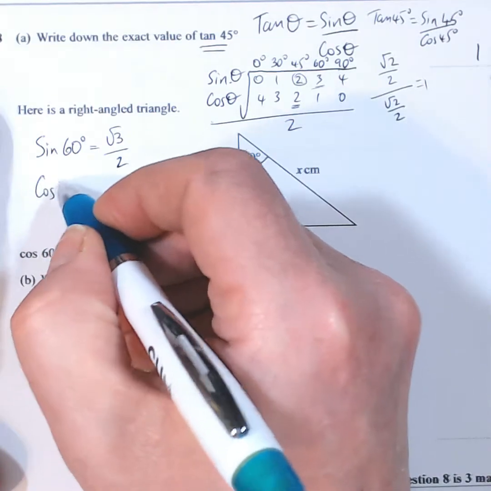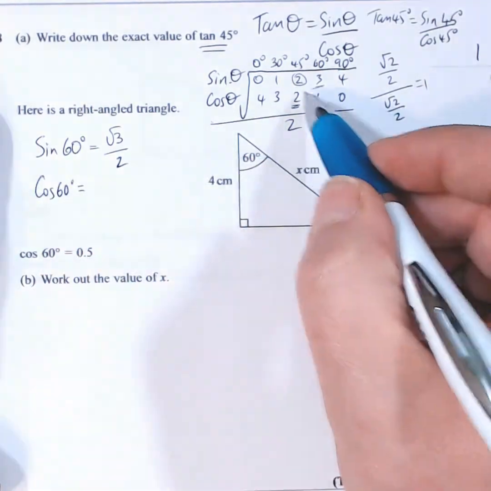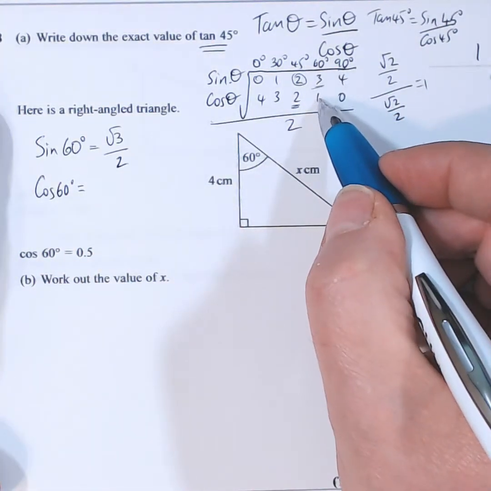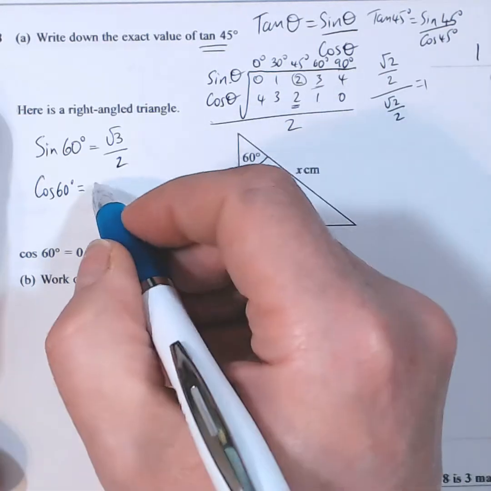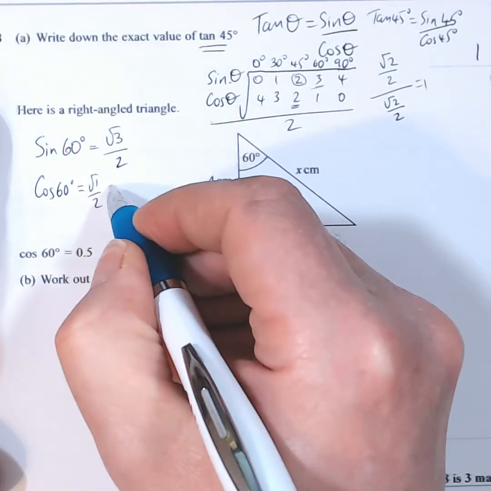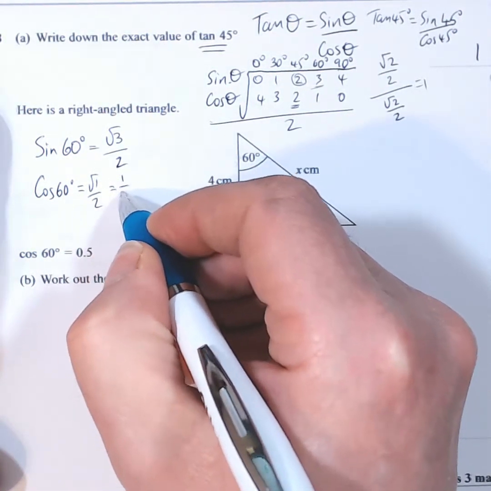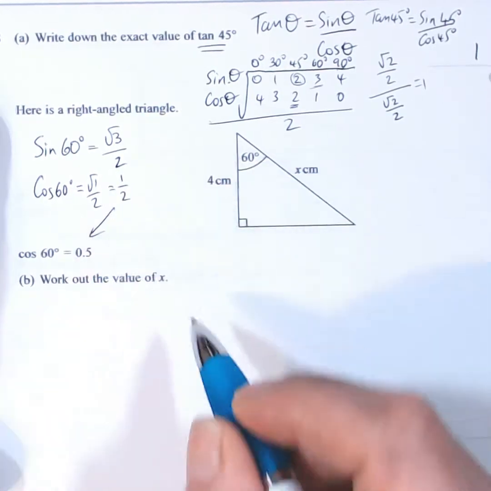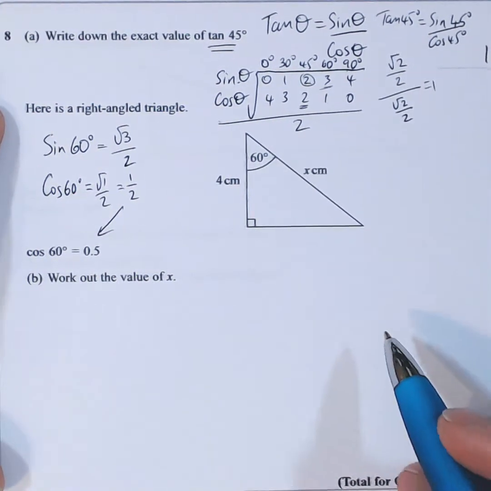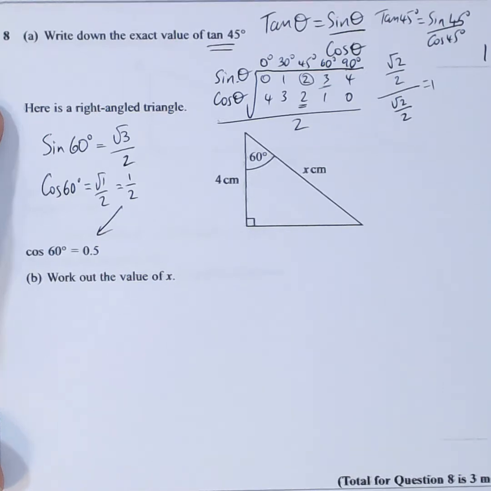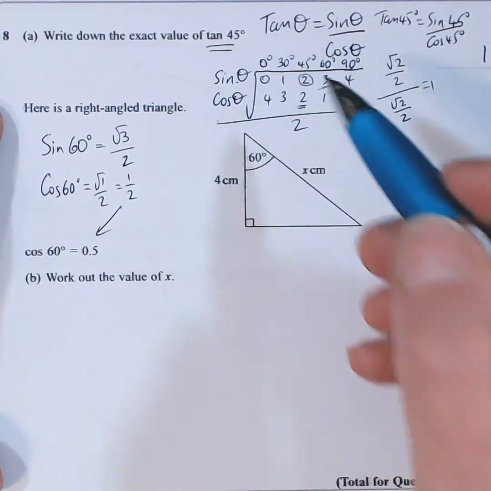If we want the cosine of 60 degrees, then we would come to here, the cosine of 60 has a 1, so it's going to be the root of 1 over 2. Well, the root of 1 is just 1, so it becomes a half. And they actually tell us that one. They're being nice to us, but they could have expected us to know it as well. So that's how part A could be done.